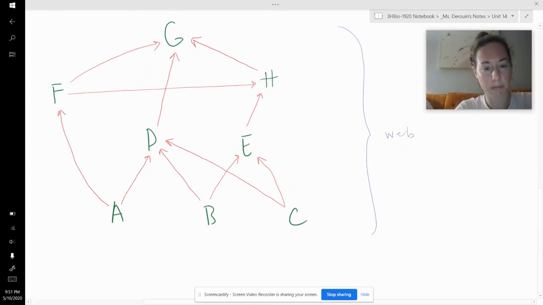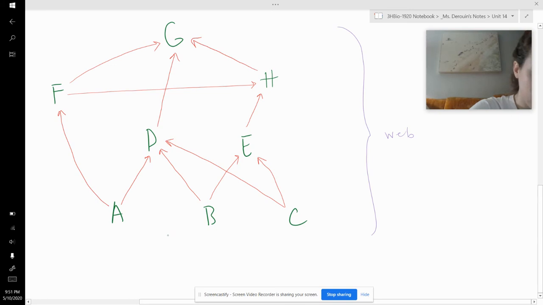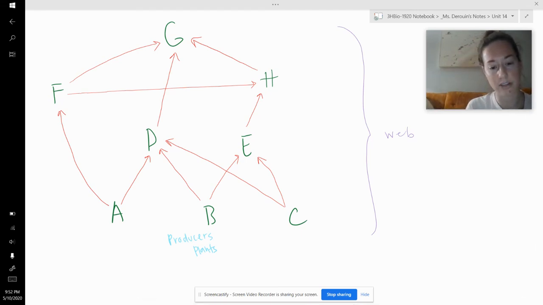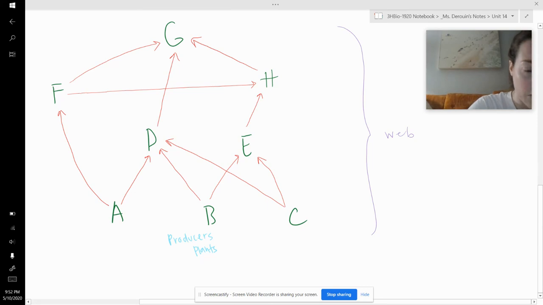I'll start at the bottom. So down at the bottom will be the producers, unless they're algae, because remember, algae is not actually a plant, but they will be down at the bottom if they are autotrophs. So A, B, and C are all, I don't want to use arrows, I'll just say A, B, and C. They are the highest energy.